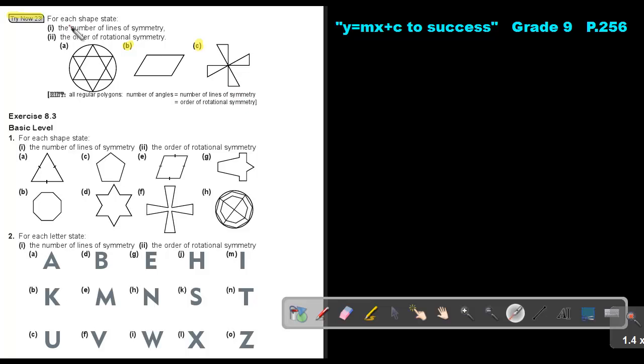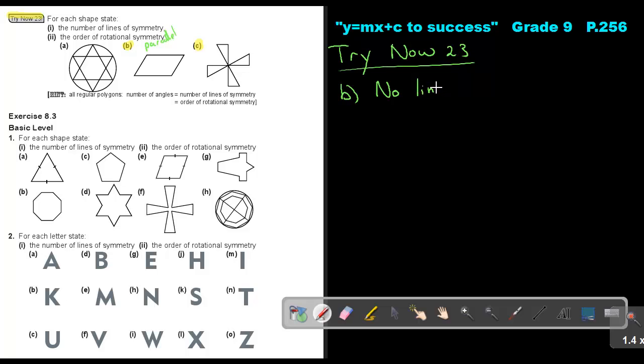Now number B is: for each, try the numbers of lines, and you can really go and try to do this. If you cut it like this, this will not fold there, okay? If you cut it like this, this will not fold there. So basically, when we look at this one, we are going to say, let's just start, try, number B. So we're going to say, no lines of symmetry. Remember, it's always a parallelogram. So it's no lines of symmetry.